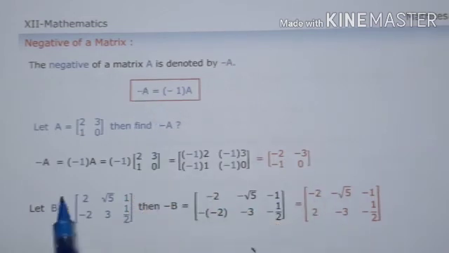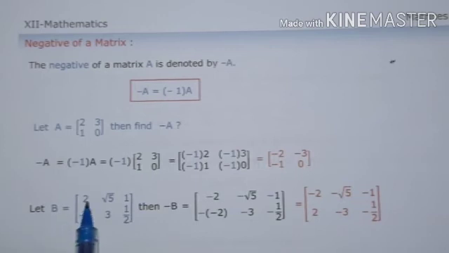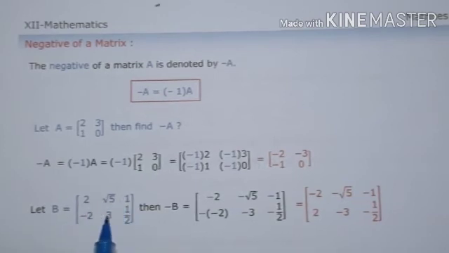Now let B be equal to the matrix 2, root 5, 1, minus 2, 3, 1 by 2. Then minus B, you can directly write this one: the sign can be changed inside the matrix. If you change the sign of all the elements of the matrix, then that will be the negative of the matrix. Here you will get minus 2, minus root 5, minus 1, then minus 2 becomes plus 2, minus 3, then minus 1 by 2. So the sign we are changing, minus becomes plus.